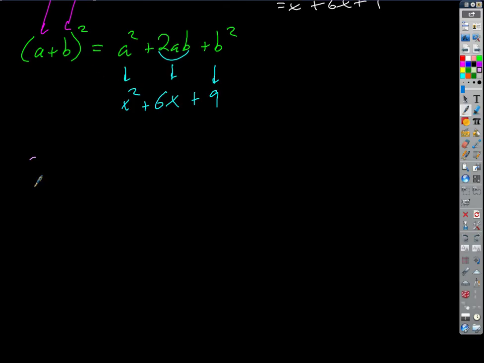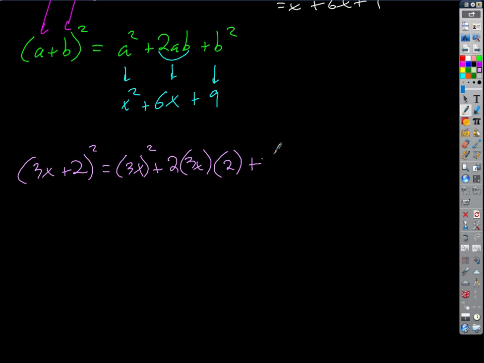Like what if we did something like 3x plus 2 squared? Still not hard to do. What's my a this time? 3x, right? So a squared is going to become 9x squared. Good, we gotta square 3x, because it's the whole thing. It's not just the x, the 3x is all being squared. That's my a squared. Plus 2ab, well, that's 2 times 3x times 2, right?